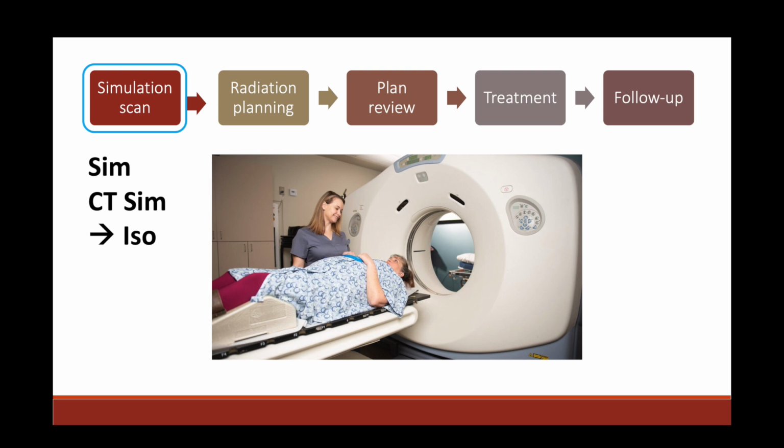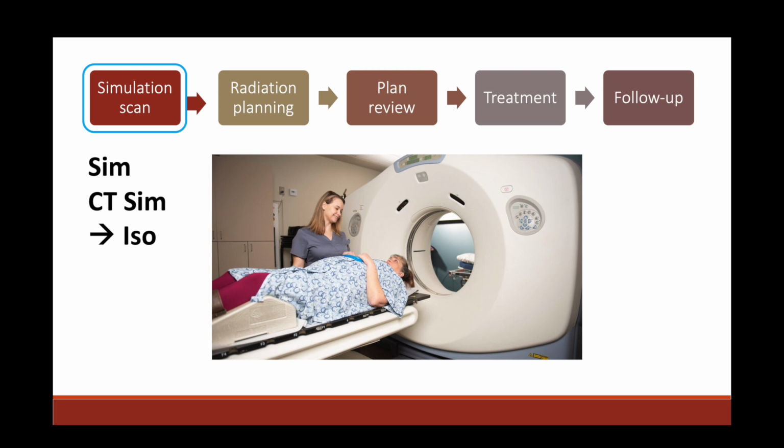And so during the simulation, the radiation therapist, depending on what site we're treating, will take different measures to immobilize the patient for simulation. And so what might that include? Well, if we're treating something in the brain or in the head and neck, we worry about their head rotating, their neck, their shoulders, and so we'll apply a thermoplastic mask over their head, neck, and shoulders to hold all of that area still.